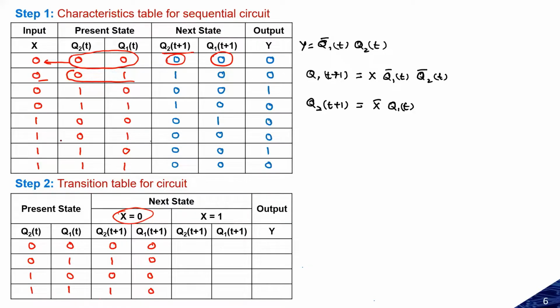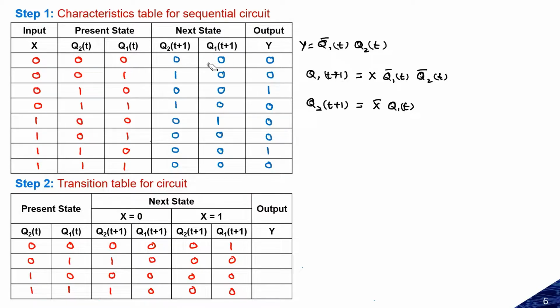Similarly, for x equal to 1, simply this will be replicated, right? Whatever the terms I have here, this will be replicated over here. So this will become 01, 00, 00, and 00. So this is how we can make it for these two cases.